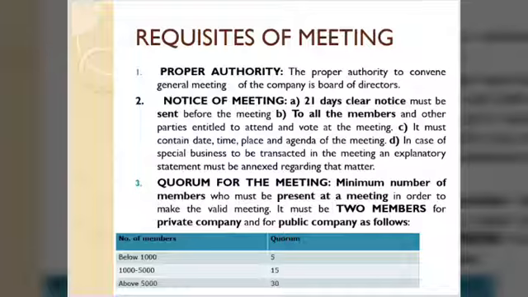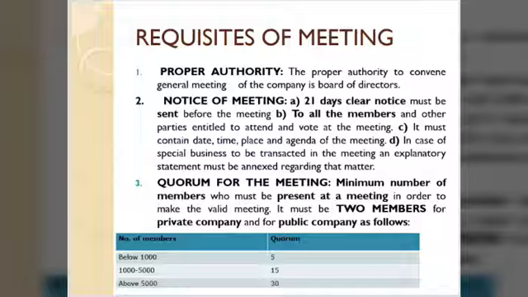If the public company has below 1000 members, quorum is 5, and if the number of members in a public company is 1000 to 5000 members, the quorum is 15, and if the number of members is above 5000, the quorum is 30 members personally present. This is called the quorum for the meeting.